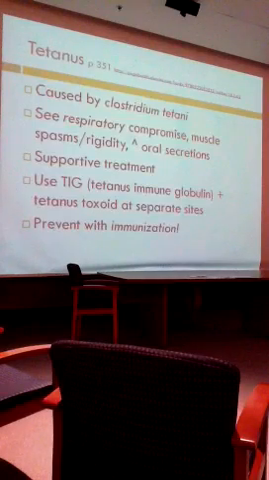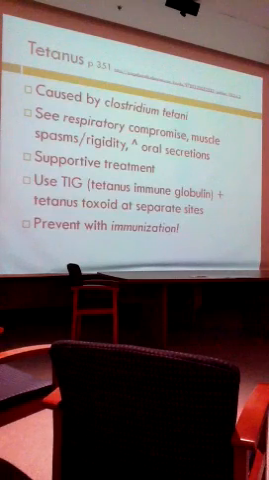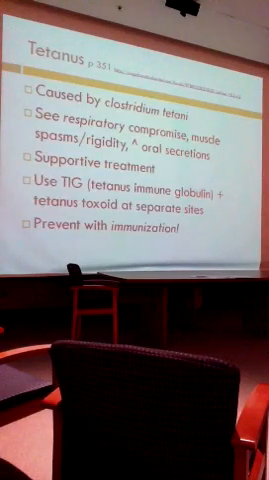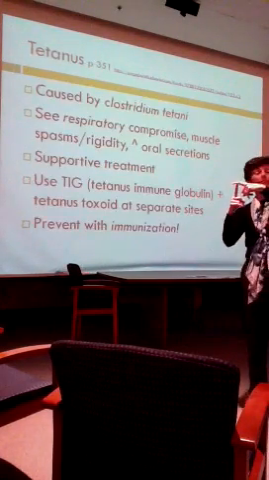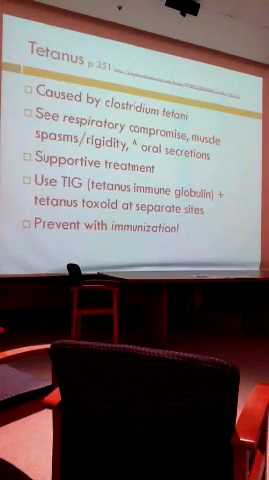We give supportive treatment. We can use tetanus immune globulin, plus a toxoid. They're given at separate sites. And tetanus can be prevented with immunization. And it is the T in a couple of those immunizations we've talked about. Tetanus.